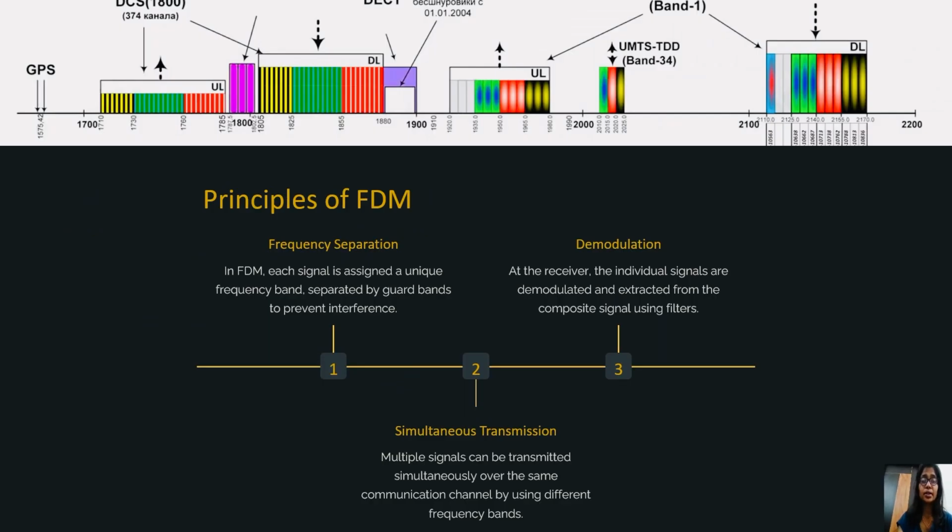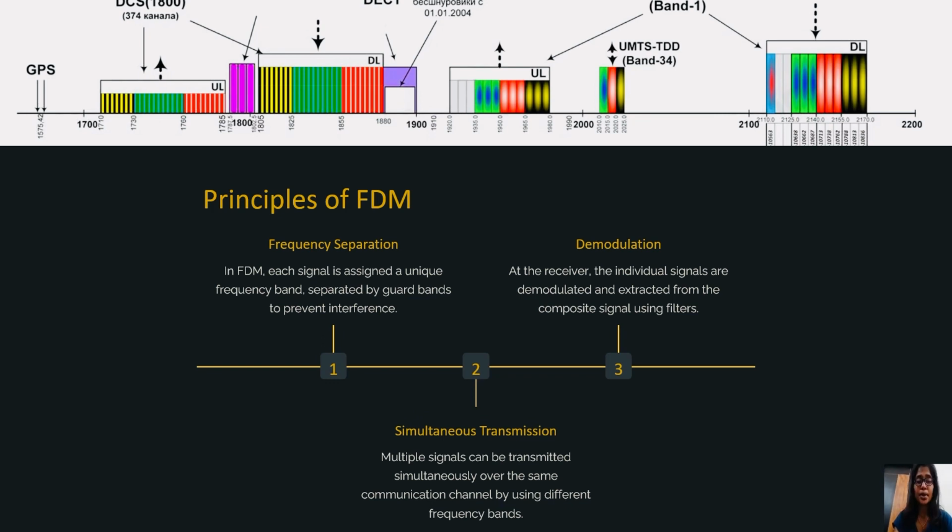Next we'll learn about the principles of frequency division multiplexing. In that we have three FDM principles. First one, frequency separation; second one, simultaneous transmission; third one, demodulation.